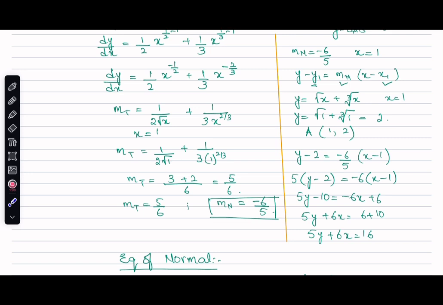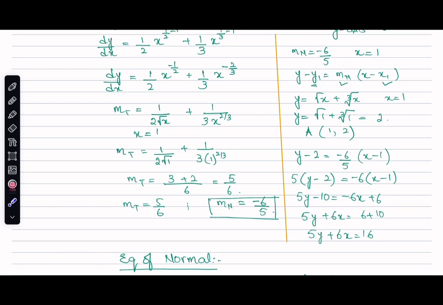To solve for the y1 value, the y coordinate, I know that my x is 1. So in the curve equation, which was y equals square root of x plus cube root of x, if I substitute x as 1, then y is equal to square root of 1 plus cube root of 1, which shall be equal to 2. So let's say that the point where the normal touches the curve is (1, 2).